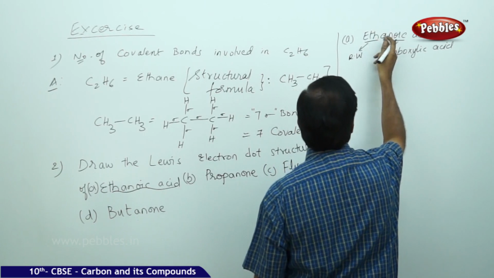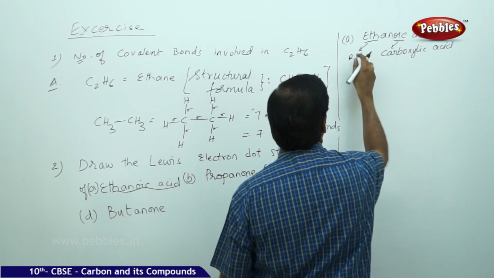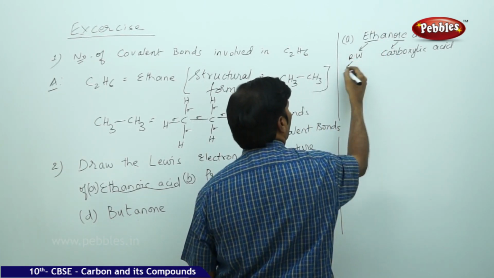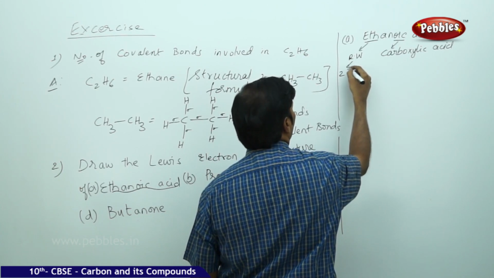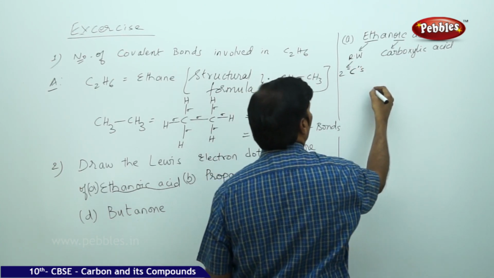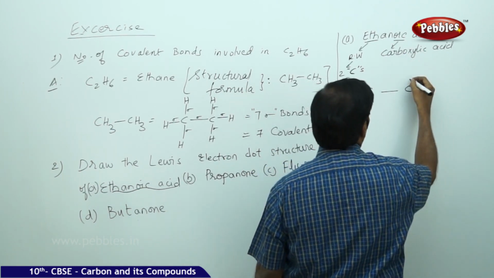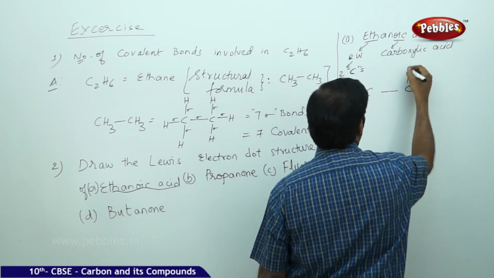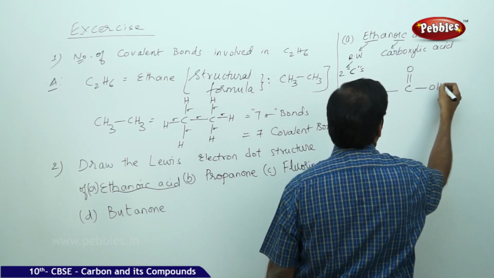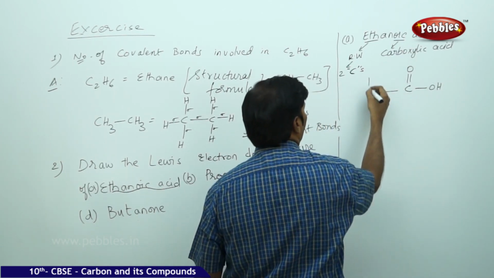The root word indicates the number of carbons. There are 2 carbons, so take 2 carbons here: one is 1 and the other is 2. Because it is a carboxylic acid, the chain terminates with it. So here I take a double bond to oxygen, a single bond to OH, and then satisfy the tetravalencies.